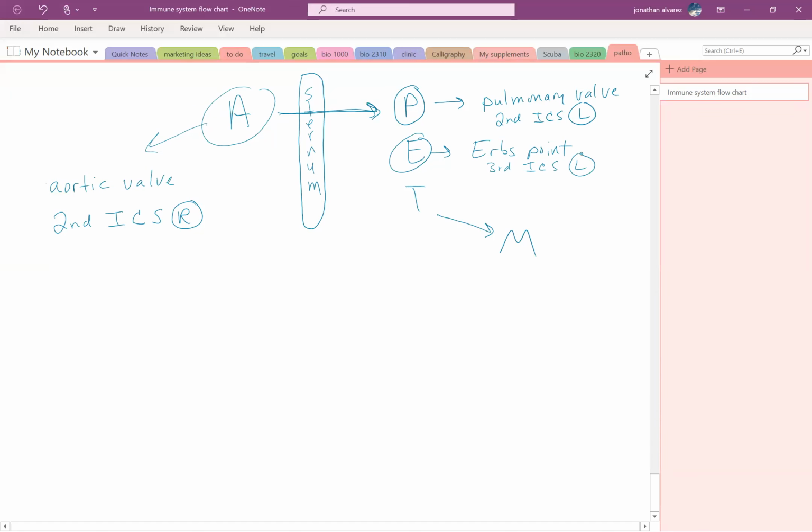Okay, then you go inferior to the T, which is tricuspid valve, and that is heard best on the fourth intercostal space on the left. Okay, so the tricuspid valve is heard over the fourth intercostal space on the left.